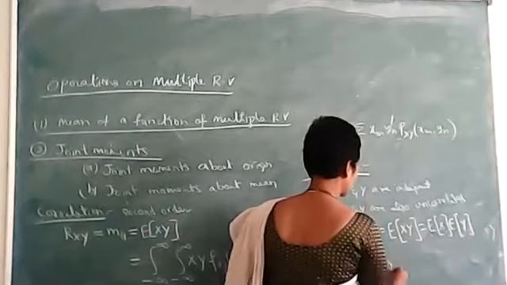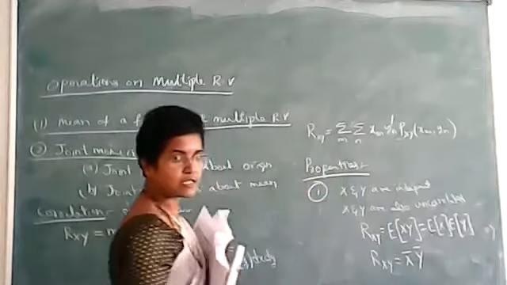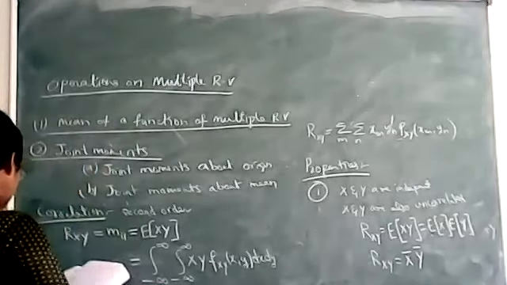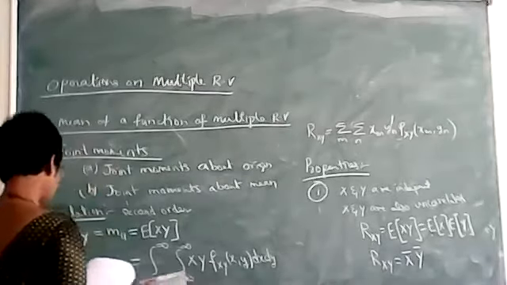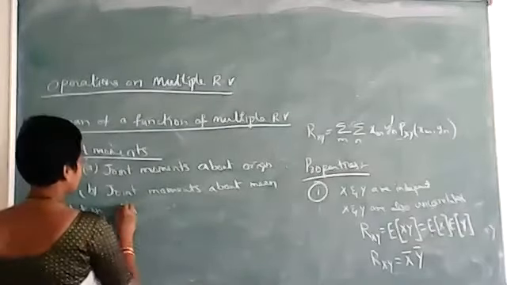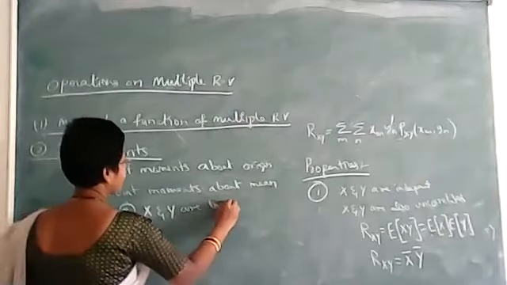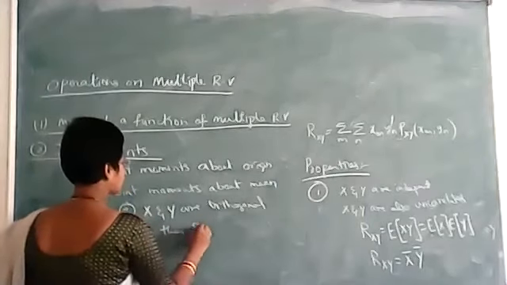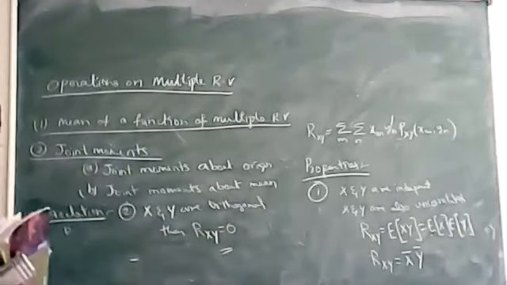Expected value of x is nothing but x bar. Expected value of y is nothing but y bar. That is our first property. Then the second property says that if x and y are orthogonal, then their correlation will be 0. So Rxy will be equal to 0. These are the two properties of correlation.